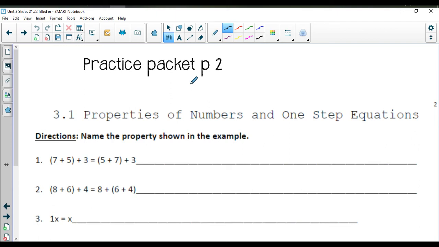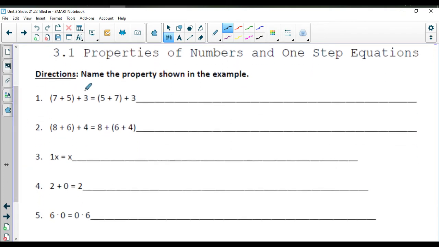This is lesson 3.1, properties of numbers and one-step equations. This is your practice packet on page number 2. We're going to start off here and name the property shown in the example. Looking at the two different sides of the equal sign, it looks like the only thing that changed in the parentheses was the order. So we would call this the commutative property, and we're using addition.